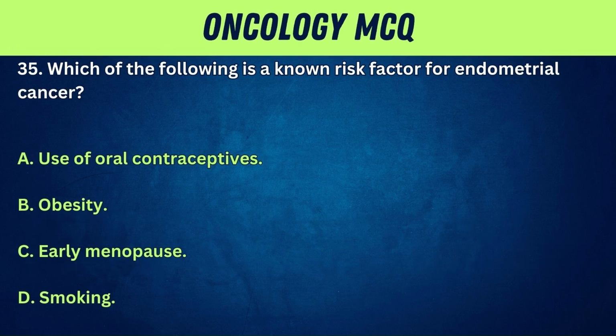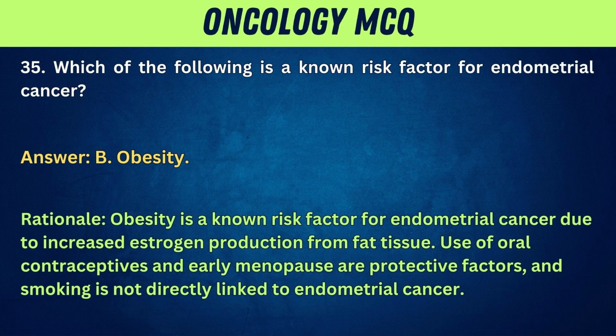35. Which of the following is a known risk factor for endometrial cancer? A. Use of oral contraceptives. B. Obesity. C. Early menopause. D. Smoking. Answer: B. Obesity.